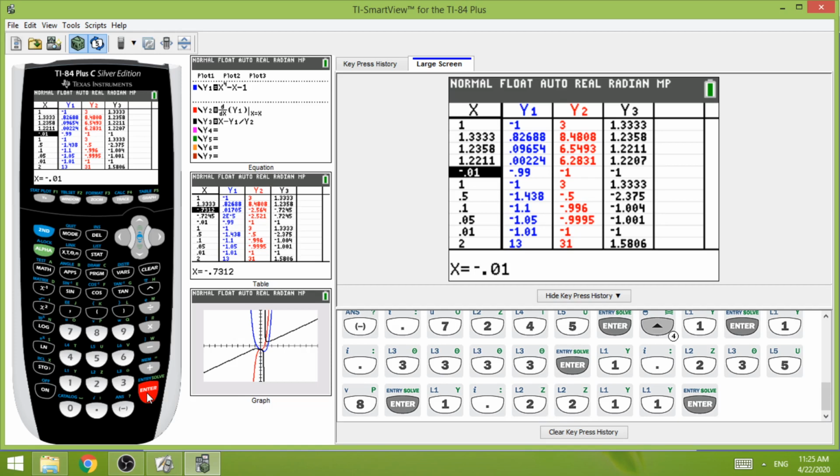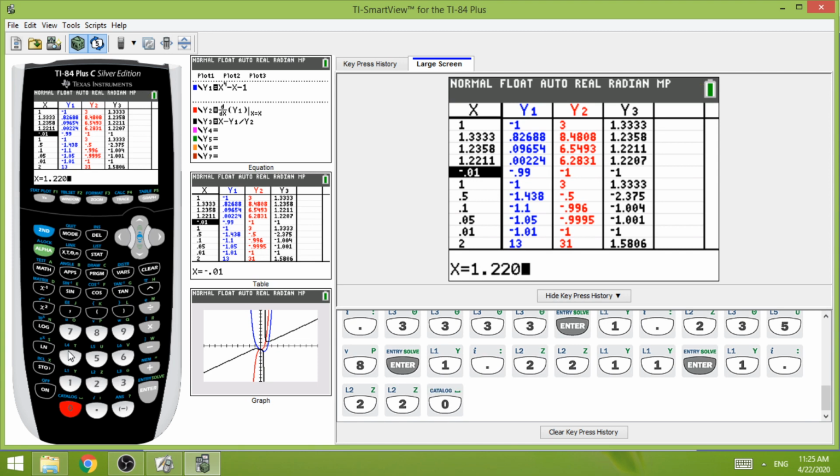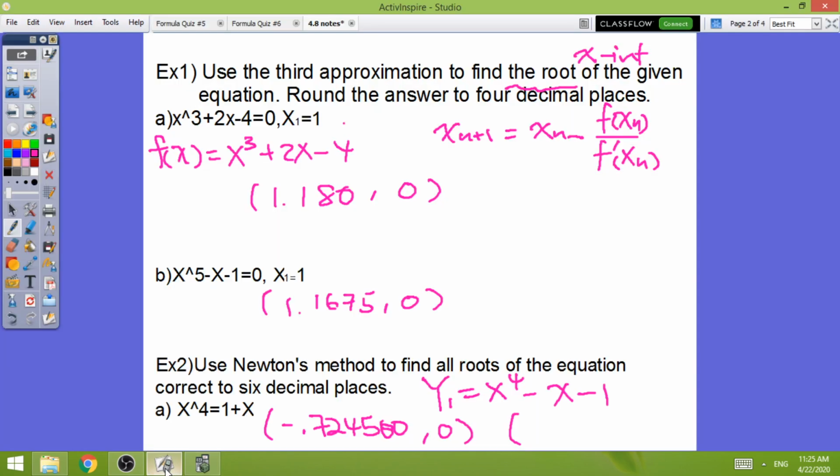And now we're getting 1.2207. One more time, 1.2207. Again, by the time you come up with the exact same value as the x value here, that means you want to stop right there. And that's your x-intercept. It looks like that's the one, 1.2207. Okay, so another x-intercept, 1.2207, comma 0.